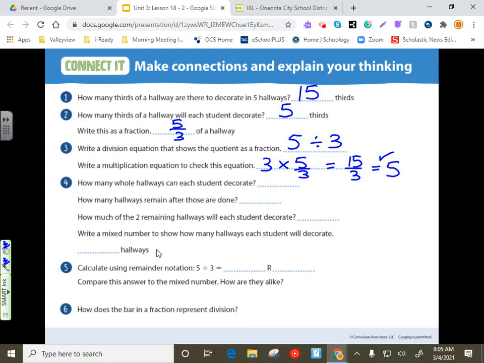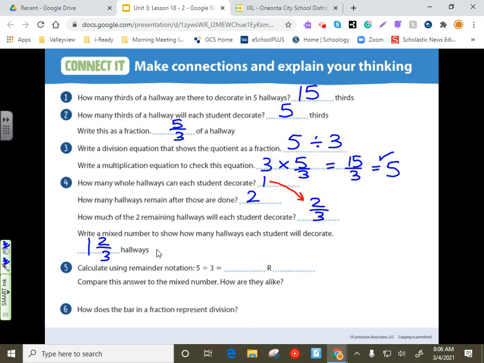How many whole hallways can each student decorate? They each can decorate a whole hallway by themselves. And then how many hallways remain after they're done? 2 whole hallways. And then they can split up each of those remaining hallways into thirds. So that's why each kid gets 1 2/3 hallways. You see that connection? Oh, and that's literally the next one. And that is 1 2/3.